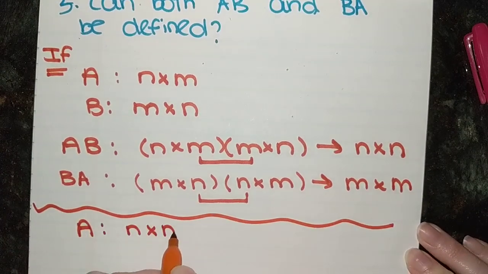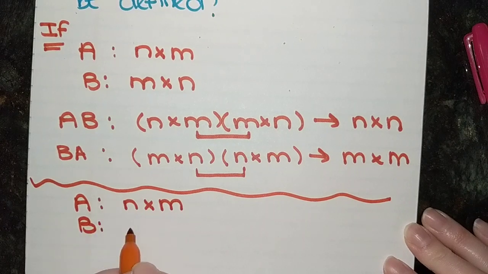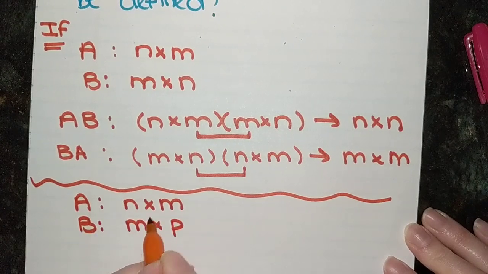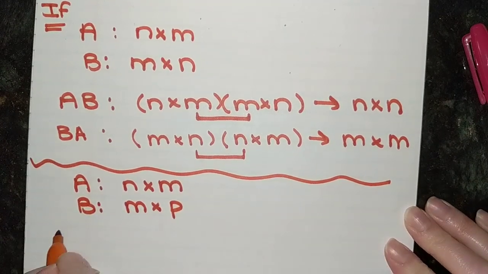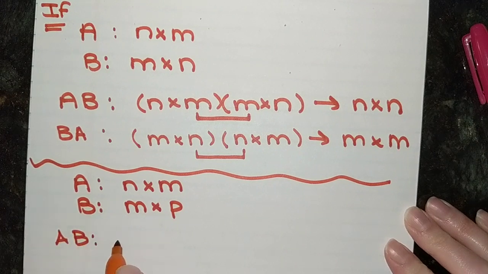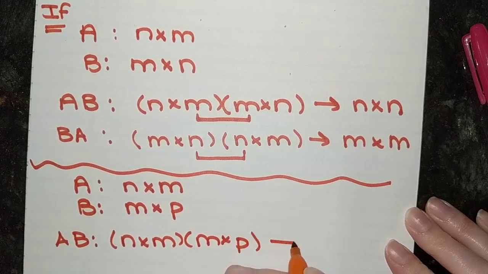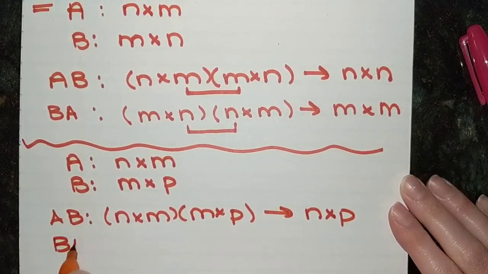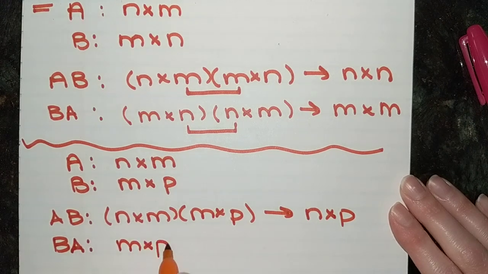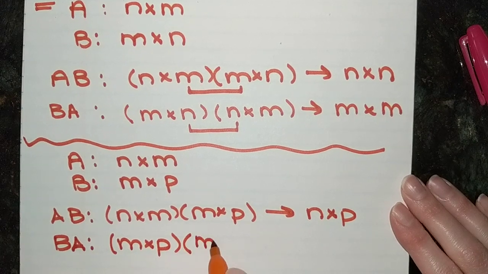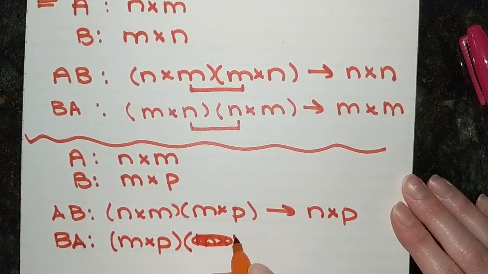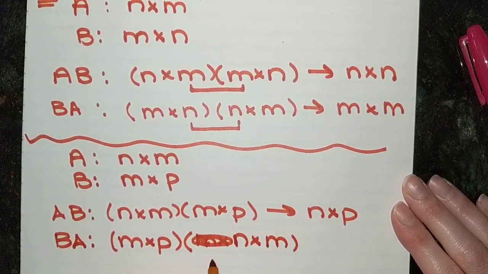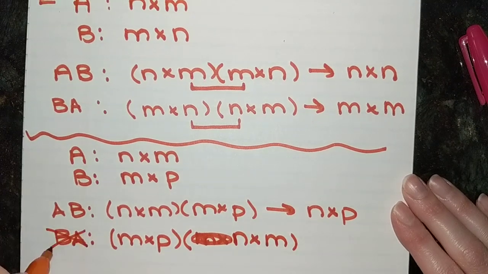Please note that if you change that, let's say for example that you have A as an n by m matrix, and then B is, let's say, an m by p matrix, so that those inner dimensions match, then A times B would be defined, and that would give you an n by p matrix. But when you look at B times A, you would have m by p and then n by m for your A matrix, and that would not be defined.